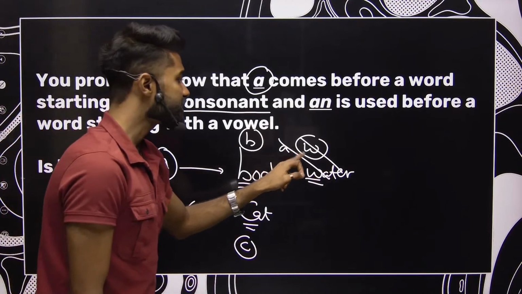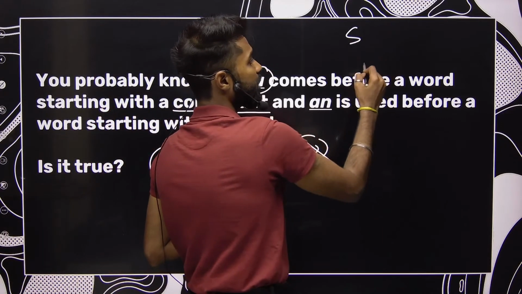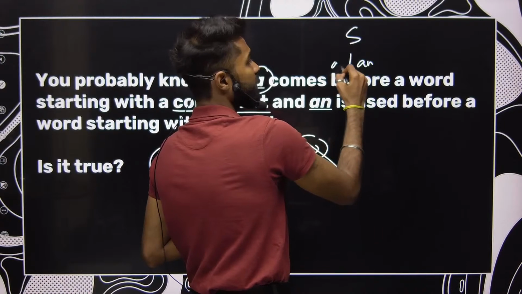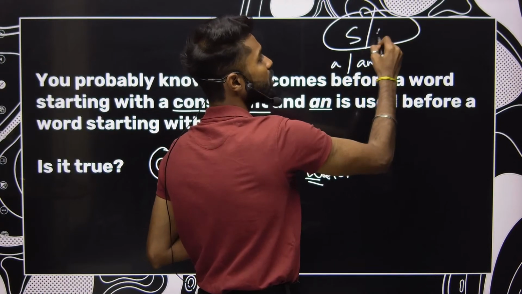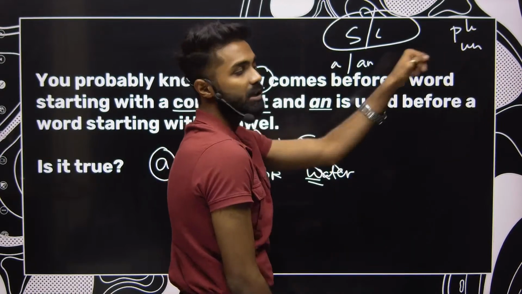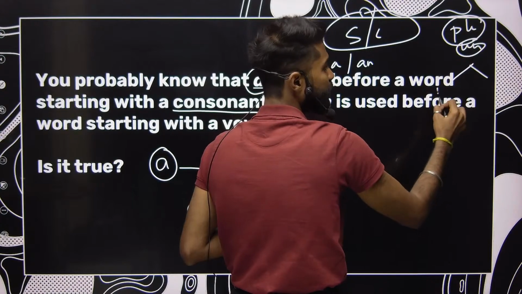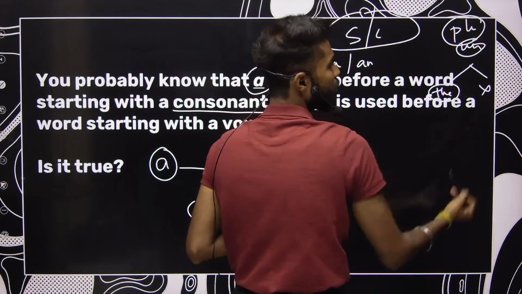And why can't I use A before water? Because I told you the structure only: A or an can be used only with a singular or countable noun. If it is plural or uncountable, and water is an uncountable noun, right? So if it is plural or uncountable, then I have only two options, either the or no article, all right?